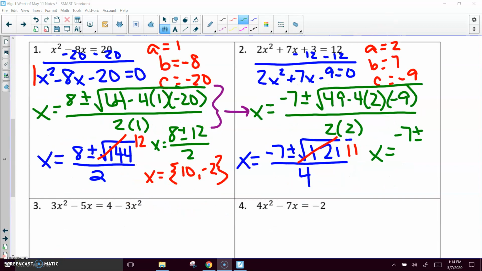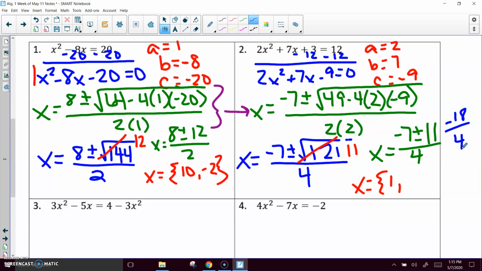So -7 plus or minus 11 all over 4. Well, -7 plus 11 is 4. 4 divided by 4 is 1. -7 minus 11 is -18 divided by 4.